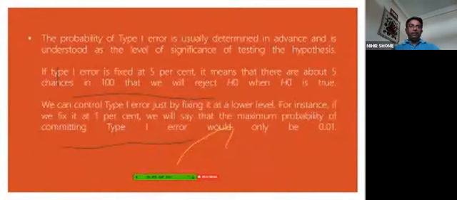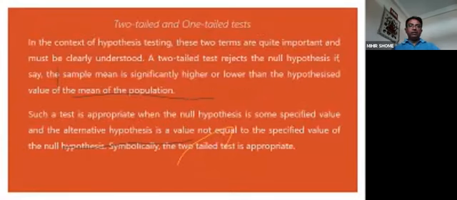The probability of type 1 error is usually determined in advance and is understood as the level of significance of testing the hypothesis. If type 1 error is fixed at 5%, it means that there are about 5 chances in 100 that we will reject H0 when H0 is true. We can control type 1 error just by fixing it at a lower level. For instance, if we fix it at 1%, the maximum probability of committing type 1 error would only be 0.01.